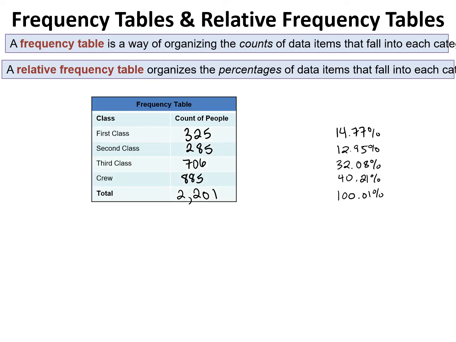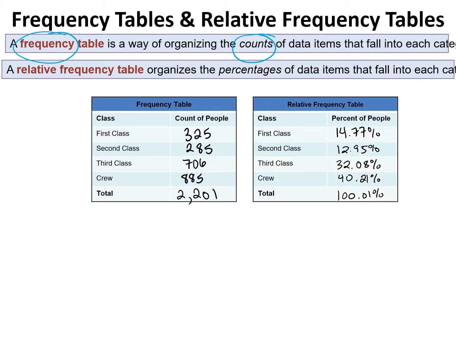A frequency table, like this first one, is a way of organizing the counts of something. So if you're ever asked about a frequency table, know that it is the raw count of whatever you're talking about. Whereas a relative frequency table has to do with percentages. And you should be pretty fluent about which one means which. I should be able to say relative frequency table, and you should think percentage table.